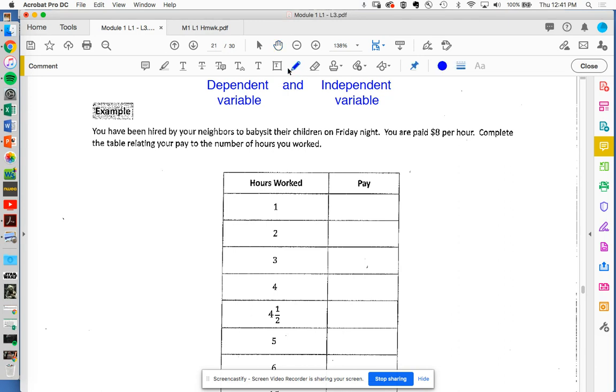X or the Y? I'll give you 2 guesses. I'll give you another guess. Y is correct. The dependent variable is the Y. Okay? The dependent variable is the Y. The independent variable is the X. And remember what dependent means.